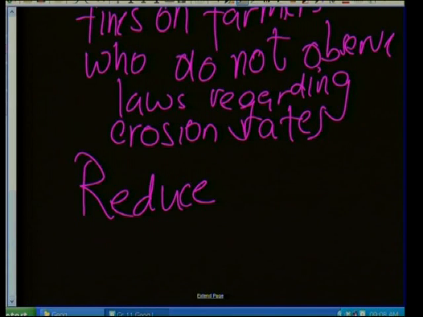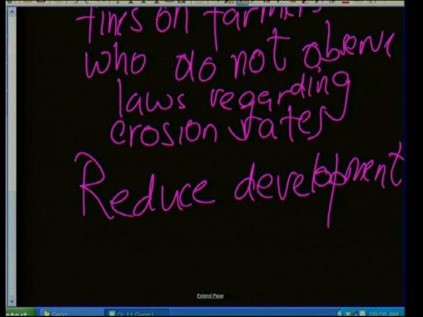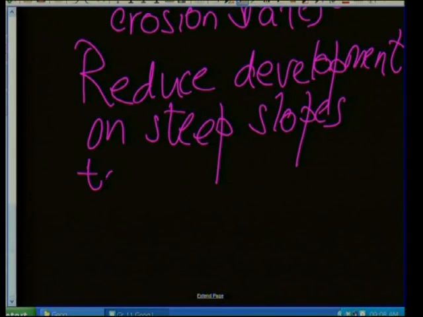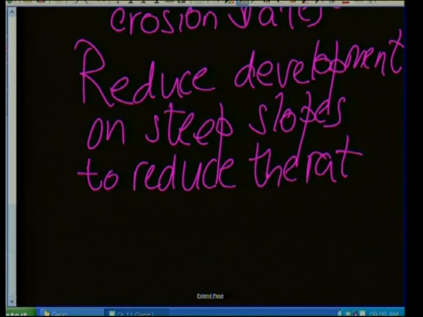What else can we do to ensure that the rates of erosion of soil decreases so that we have more sustainable use of soil? Good, we've looked at government. Now let's look at the economy. We should reduce development on steep slopes to reduce the rate of soil erosion.